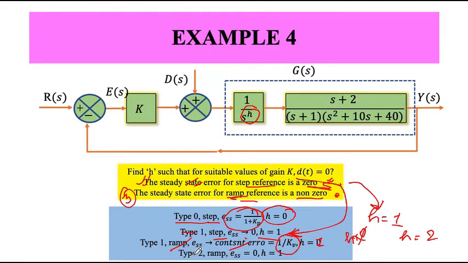Because if I take a system type equal to 2, then the error is not constant, it is 0 error, right? So at type 2, if I have a type 2 system, then for the ramp input my steady state error will go to 0. This is not allowed. I don't want this thing. I want my error to be some constant, non-zero value.